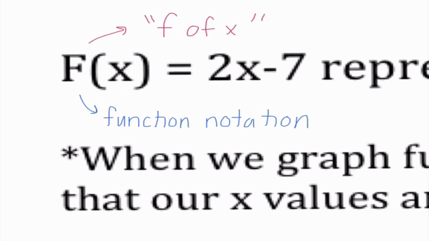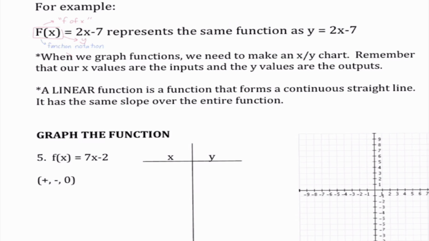Okay, when we're talking about this, f is the name of the function, and x, whatever's inside here, is our input. Okay, now, often we'll see f of x, and it looks confusing, but all f of x means is the output, and we know that the output is just y. Okay, so f of x is the same thing as saying y. Okay, back to the regularly scheduled notes. As we were saying here, f of x equals 2x minus 7 means the same thing as y equals 2x minus 7.